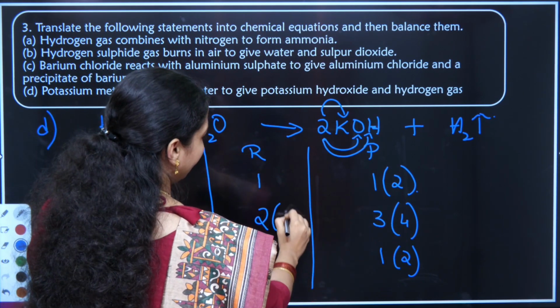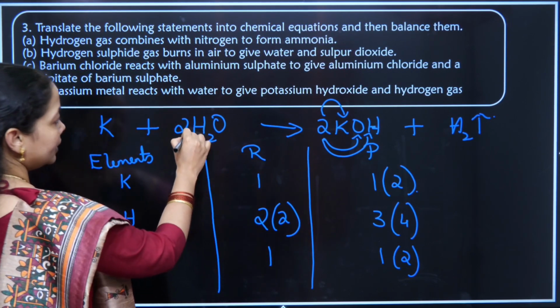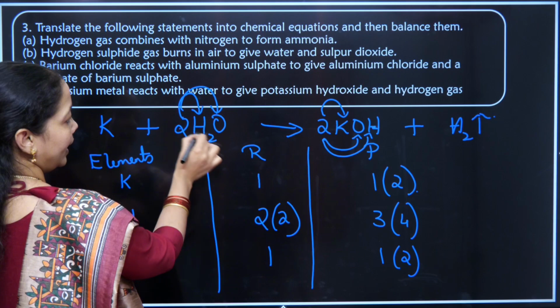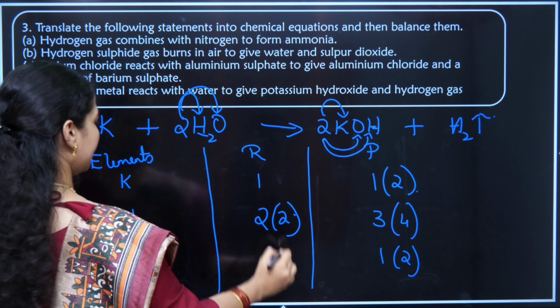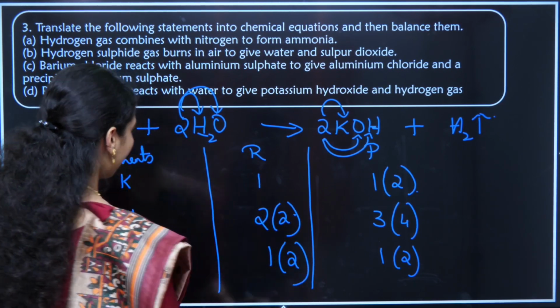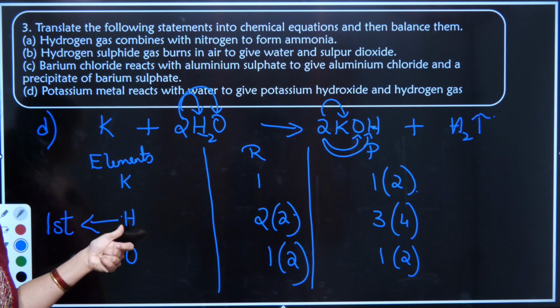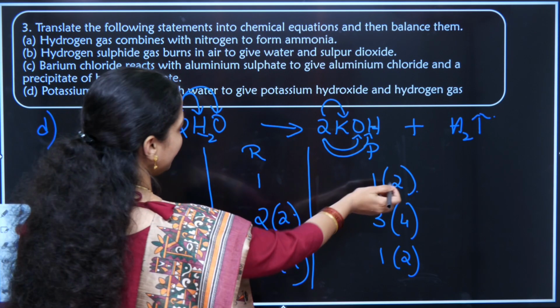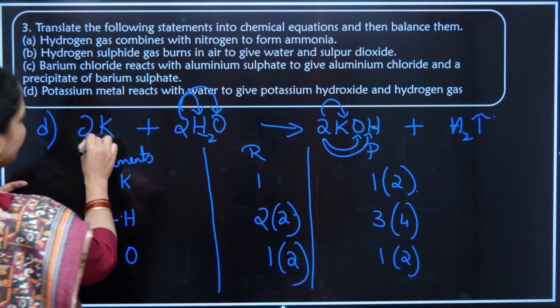So I'll multiply a 2 in front of hydrogen. Now this 2 is changing the composition of hydrogen and oxygen. Hydrogen 4, oxygen is turning 2. Now I could see that hydrogen and oxygen are balanced. I have to only balance the potassium. Potassium is 2 here, 1 here. So I'll just write a 2 here.